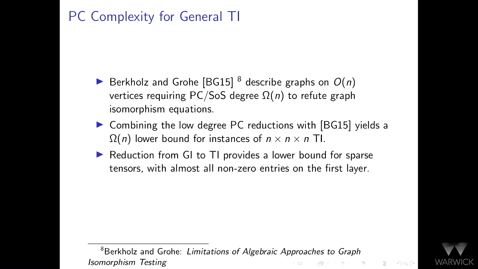However, this reduction provides a lower bound for a very particular kind of tensor. That is, the tensors that we get by this reduction are very sparse. And in particular, almost all of their non-zero entries are concentrated on one slice of the tensor. So maybe this is not so desirable from the perspective of tensors. So we really want a lower bound for tensors that are not necessarily sparse.